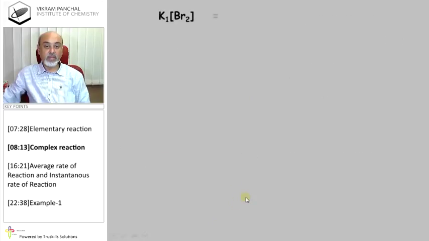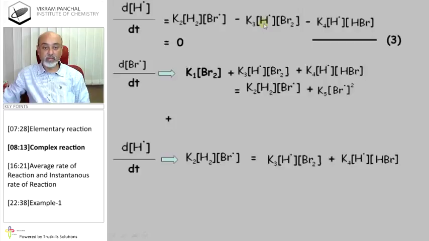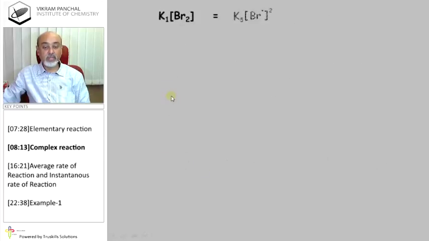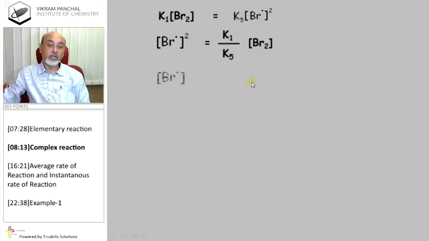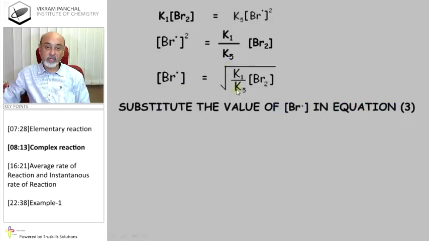Now we add these two equations. Then we can have K1 Br2 is equal to K5 Br dot square. Why? Because K3 will be cancelled, K4 is also cancelled, K2 is also cancelled because they are in opposite directions. And therefore K1 Br2 is equal to K5 Br dot whole square. Now Br dot whole square is equal to K1 upon K5 into Br2. So Br dot is equal to root of K1 upon K5 into Br2.